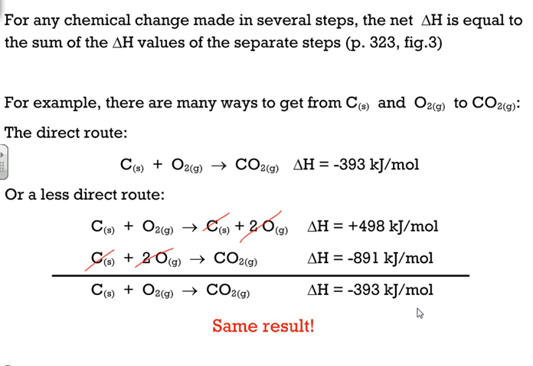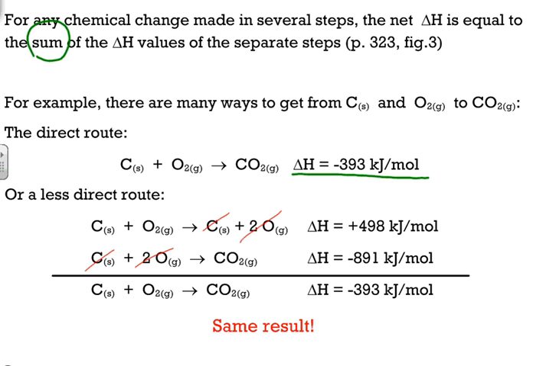For any chemical change made in several steps, the net enthalpy is actually equal to the sum, and that's where the law of additivity comes in, of your delta H values of the separate steps. So for example, there are actually many ways to get from solid carbon and oxygen to carbon dioxide. There's the direct route, which involves taking solid carbon, burning it in oxygen, and making carbon dioxide. When you do that, it releases that much energy, 393 kilojoules for every mole of carbon that's burned.